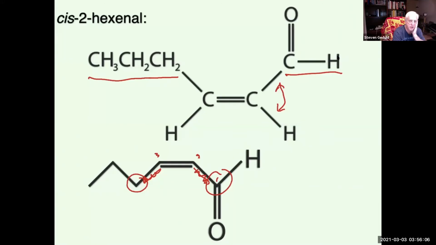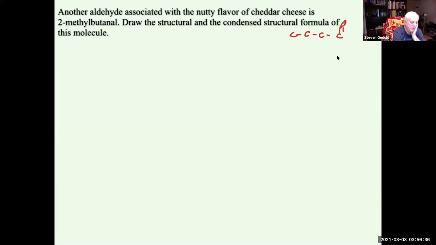So that's the cis-2-hexenal structure formula, line formula. Another aldehyde associated with aged cheddar cheese is 2-methylbutanal. Draw the structure and condensed structural formula for this molecule. So 2-methylbutanal. Butanal has 4 carbons, so you're going to draw 4 carbons. And it's an al ending, so butanal.